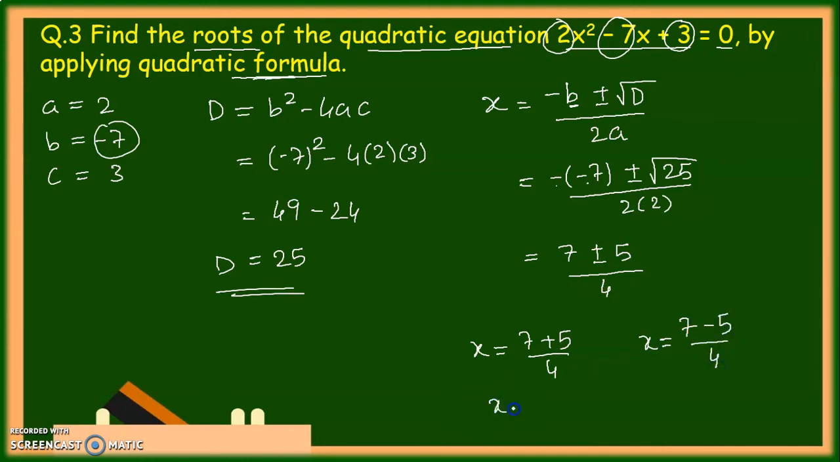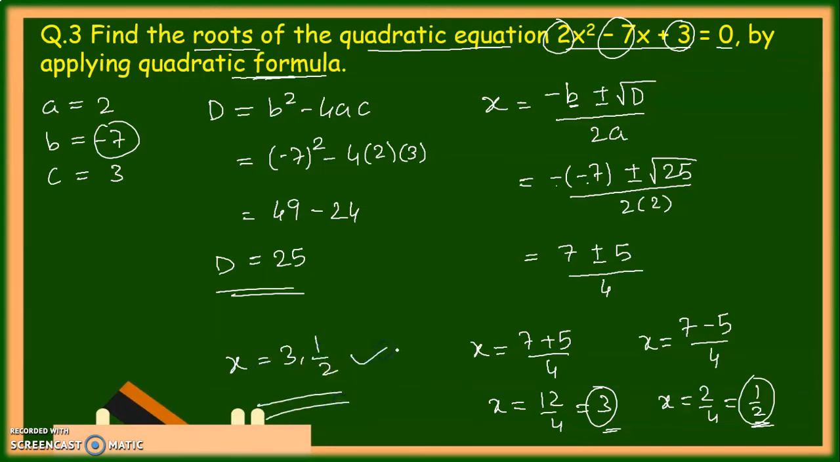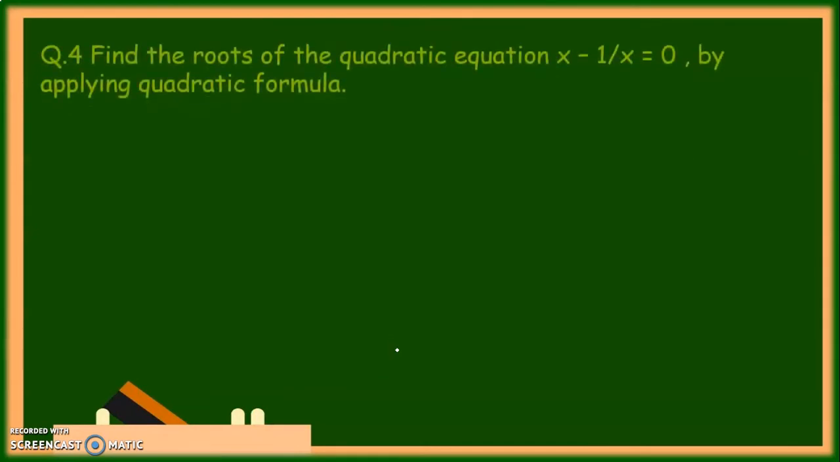So here we will get x equal to 7 plus 5, that will be 12 divided by 4, that is equal to 3, and the second value, that will be 7 minus 5, that is 2 by 4, or we can say it is equal to 1 by 2. So the answer is x equal to 3 and x equal to 1 by 2. So the roots of this quadratic equation are x equal to 3 and 1 by 2. This is our answer. Let's solve the next question.